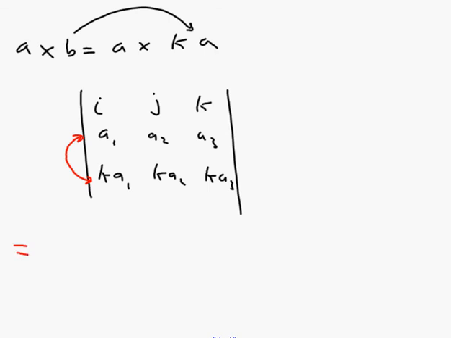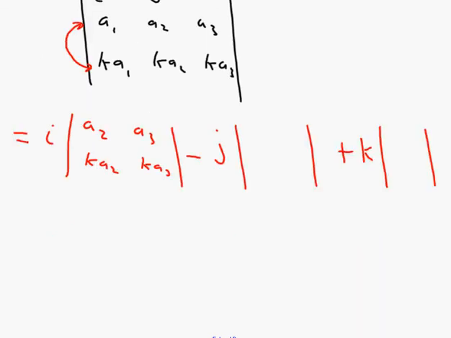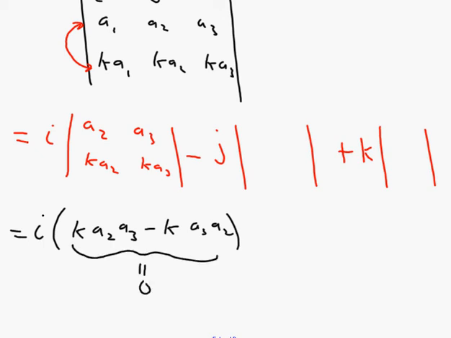All right, but watch what happens if you just do the math here. You'll start to see it. So I times its minor would be A2, A3, KA2, KA3, minus J times its minor, plus K times its minor. I won't do all of this, but watch what happens in the first spot. I times K, A2, A3, minus K, A3, A2. Well, that whole thing is just going to equal 0.